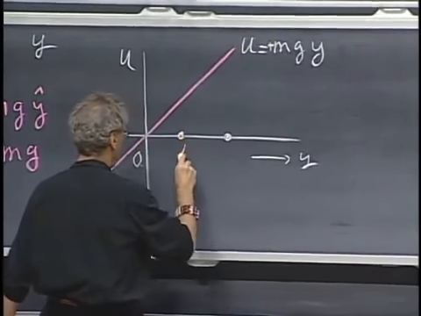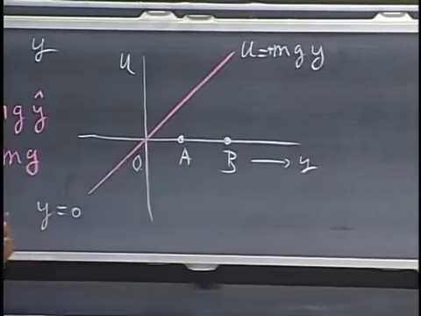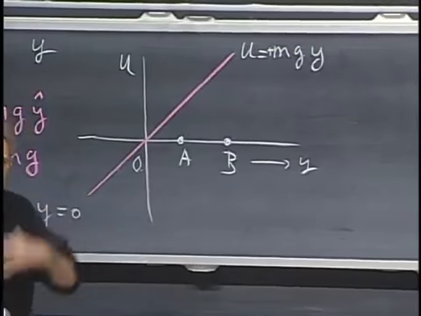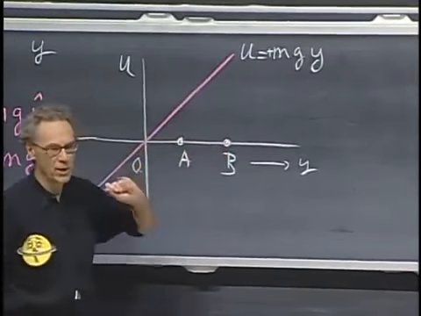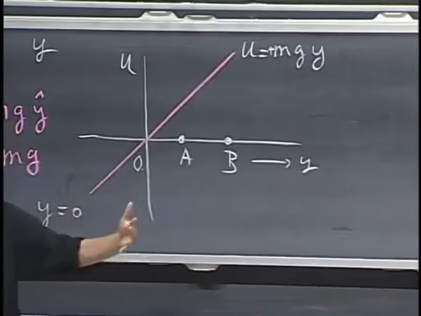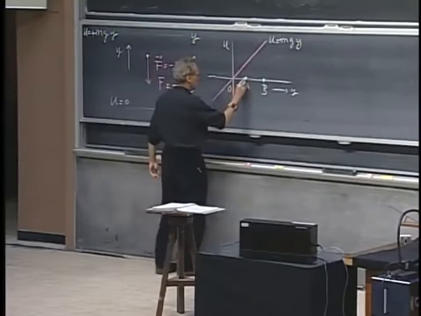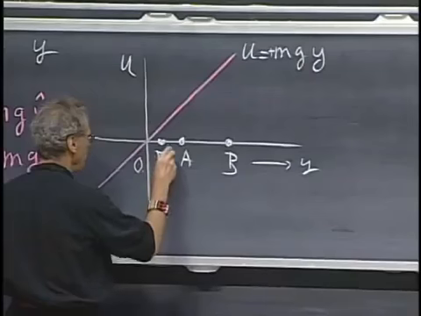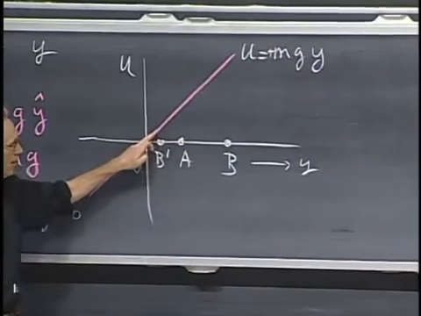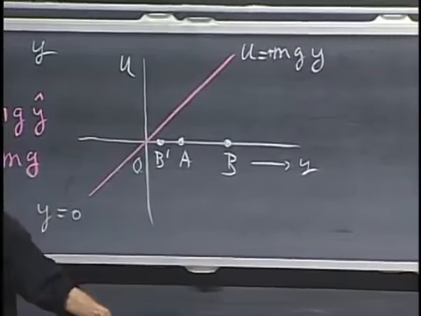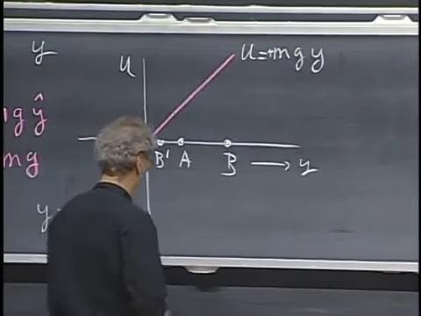If I'm here at point A, and I move that object to point B, I have to do positive work. Notice that the gravitational potential energy increases. If I do positive work, gravity is doing negative work. If I go from A to some other point, call it B prime, then I do negative work. Notice the gravitational potential energy goes down. If I do negative work, then gravity is doing positive work.